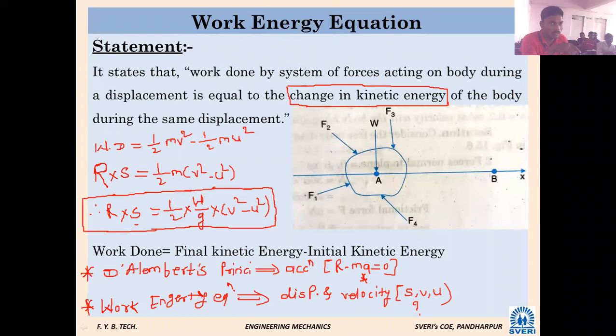So you can write D'Alembert's principle. Why is D'Alembert's principle used? When we need to find acceleration, we go for D'Alembert's principle. And when do we go for the work energy equation? I have written in brackets: displacement, velocity, it may be final or initial.